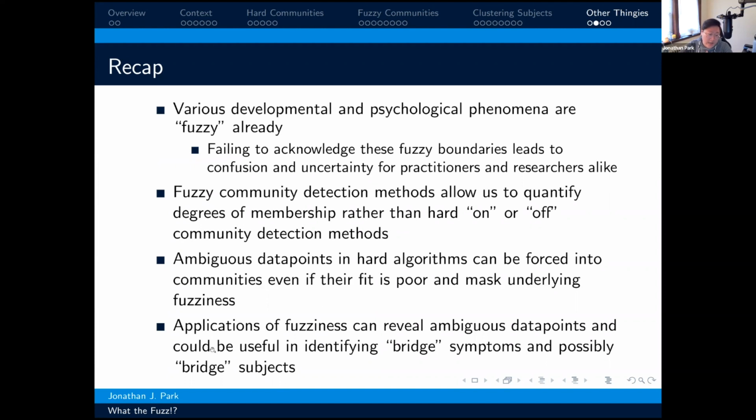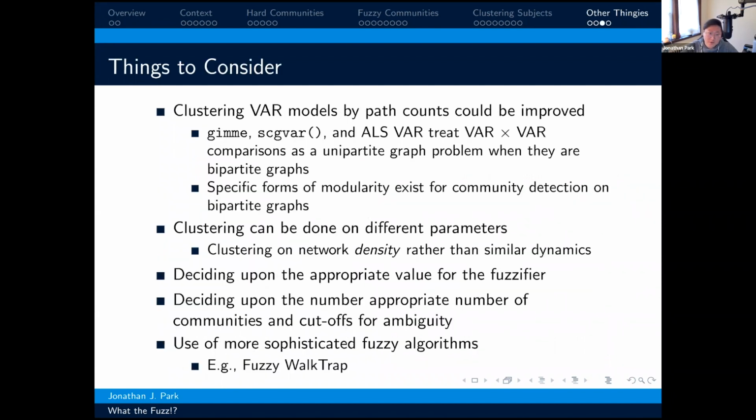And then applications of fuzziness can reveal ambiguous data points. And in some applications, like if we're studying psychological networks or symptom networks, those ambiguous symptoms might be useful as being classified as bridge symptoms because they have that equal belongingness across the two groups. Some things to consider. So I just wanted to have this formalized because I've mentioned this to several people, but I've never been able to write this down anywhere.